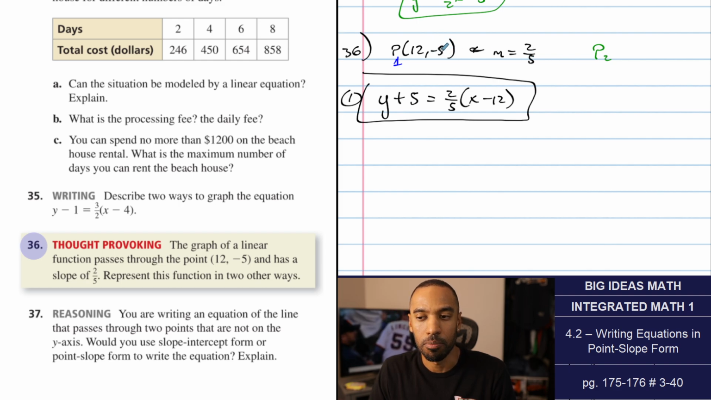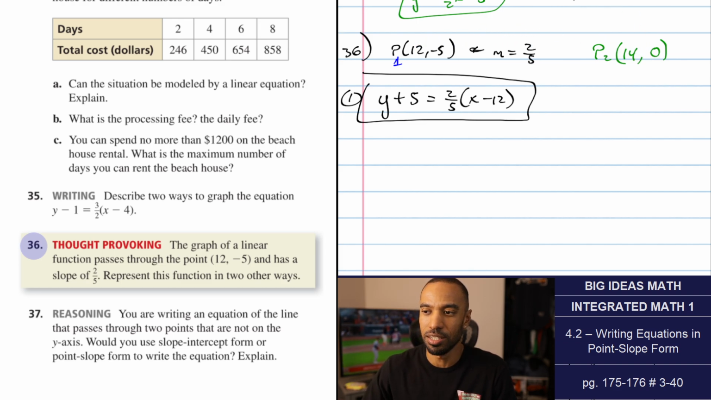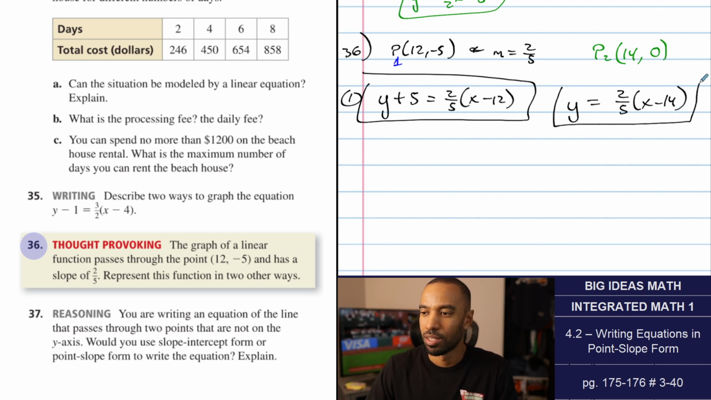What's 5 up from -5? 0. What's 2 over from 12? 14. Let's use that. y minus y1 equals m times x minus x1. How about that? There's another version.